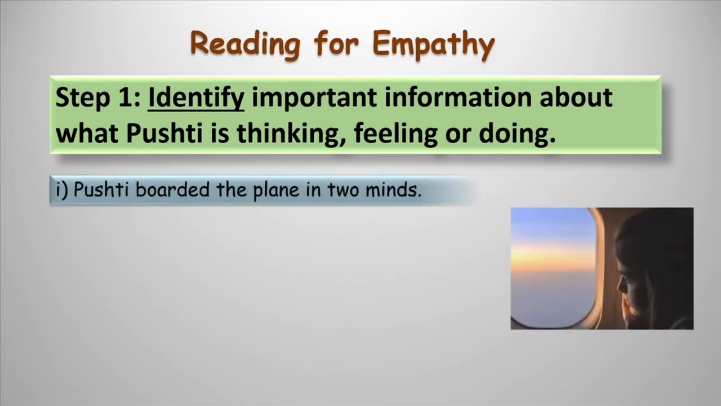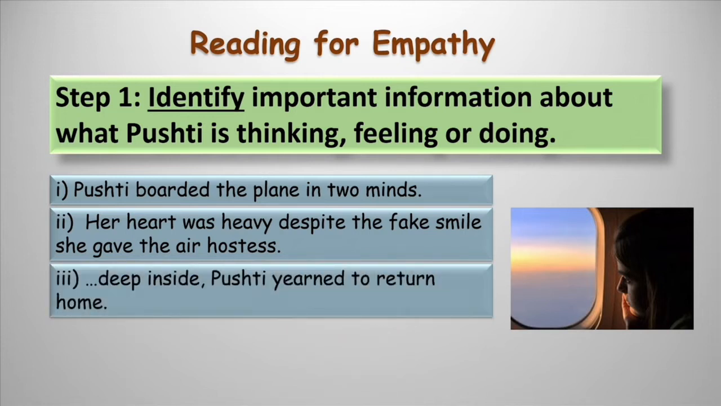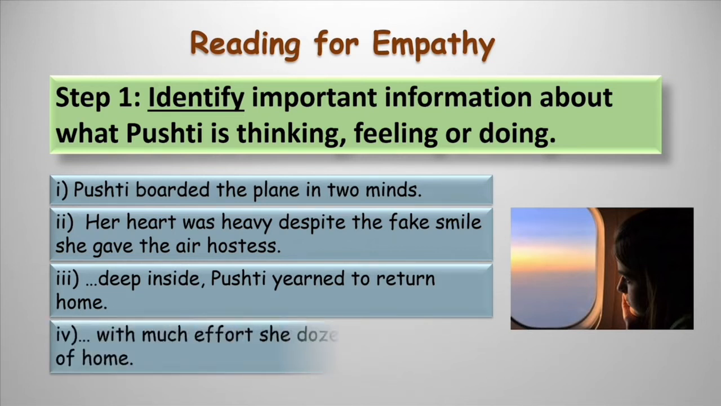We learn Pushti boarded the plane in 2 minds. Her heart was heavy despite the fake smile she gave the air hostess. Deep inside, Pushti yearned to return home. And we also learn, with much effort, she dozed off, dreaming of home. So, step 1 is to identify what Pushti is thinking, feeling, or doing.